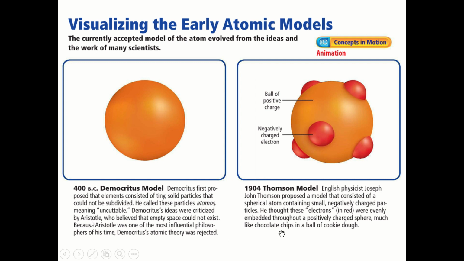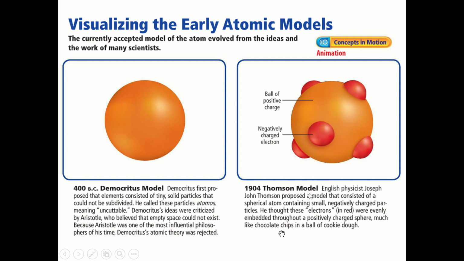Democritus' ideas were criticized by Aristotle, who believed that empty space could not exist, because Aristotle was one of the most influential philosophers at his time. Democritus' atomic theory was rejected. So here, this is the model of Democritus, and as you can see, his model was rejected by other people at his time, and this is because of Aristotle.